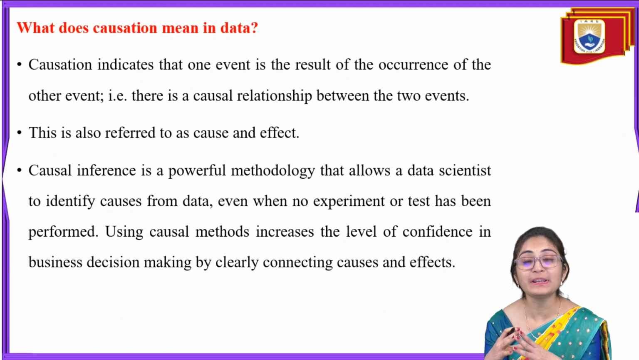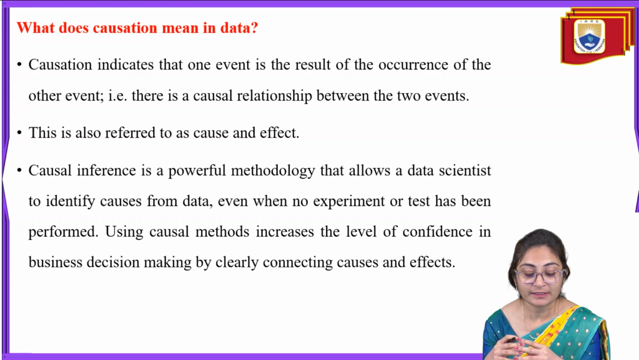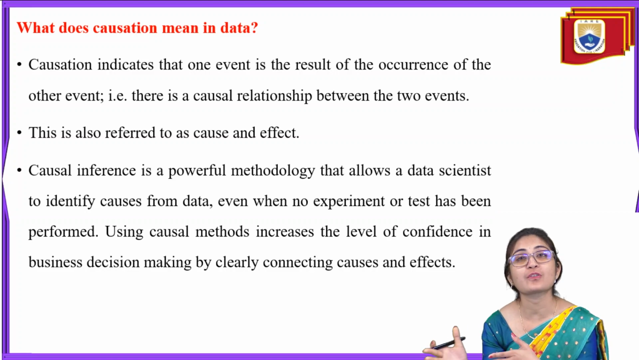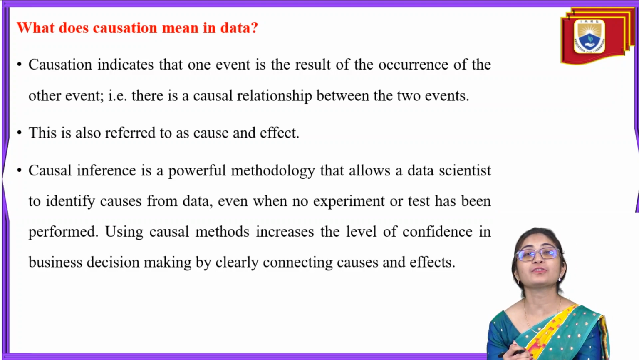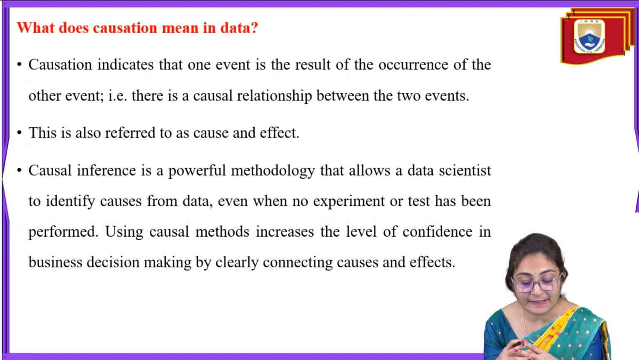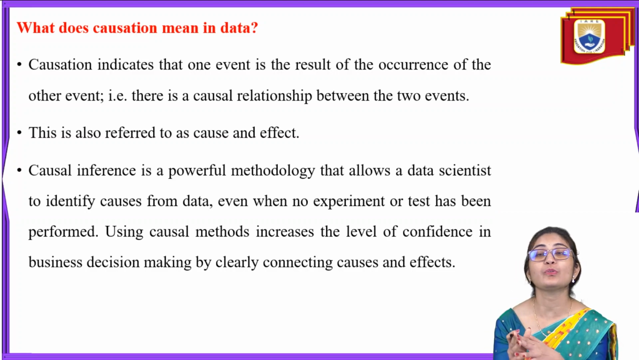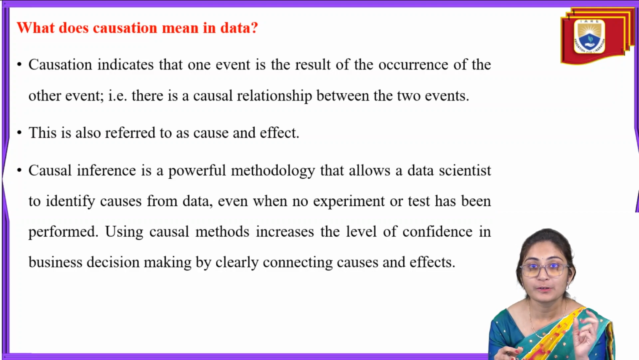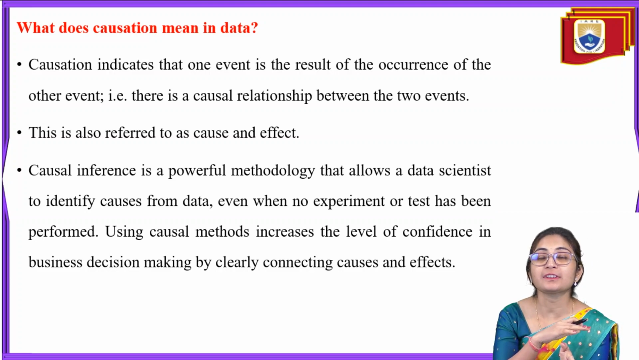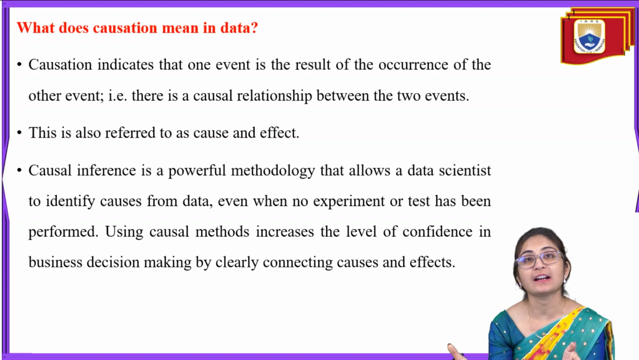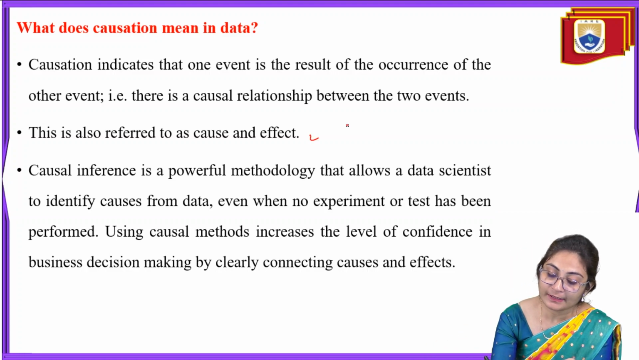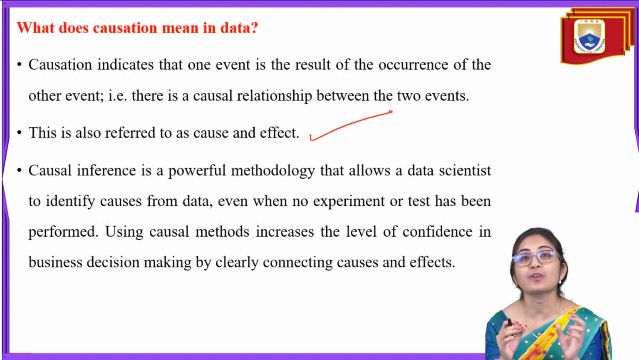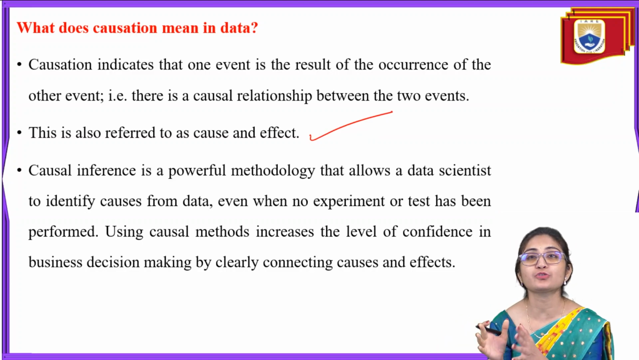What does causation mean in data? Till now we have seen correlation, now we will see causation. Causation indicates that one event is the result of the occurrence of the other event. That means we can say there is a causal relation between the two events. After one event happens, it will affect another. So causation means cause and effect. It will show the cause and effect.